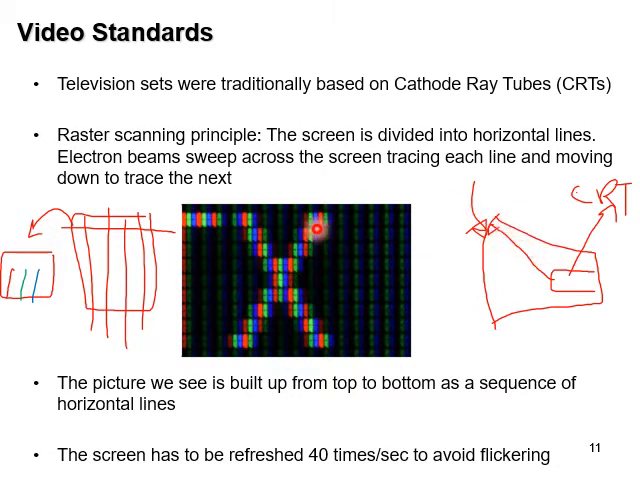Okay, the screen is full of those phosphorus dots. The cathode ray tube would produce that electron beam. This is what happens. The screen, as I said, is divided into horizontal lines, and the electron beams that are coming from the CRT sweep across the screen, tracing each line and moving down to trace the next. So this is the electron beam. It starts with the top part of the screen. It's like hitting here first.